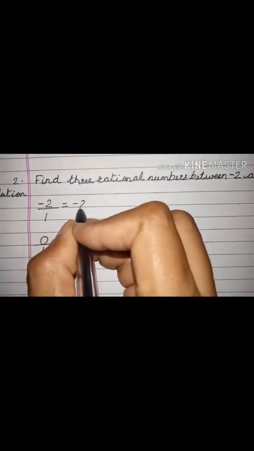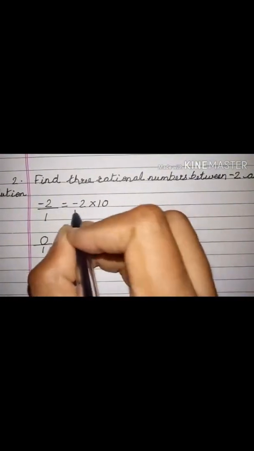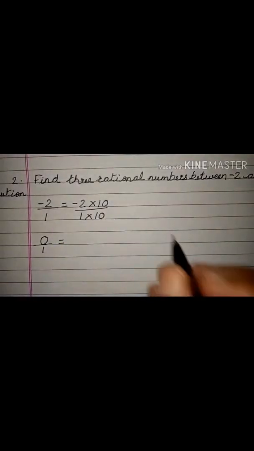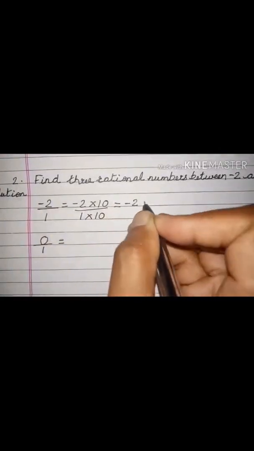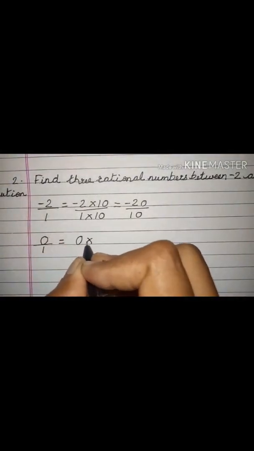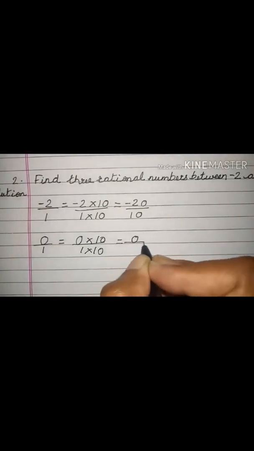So my second step will come here, that is simplification. Simplification means making it a big rational number. So what will I do? I will multiply the numerator and denominator by 10. So it will be minus 20 by 10. And here it will be 0 into 10 upon 1 into 10, so this will be 0 by 10.